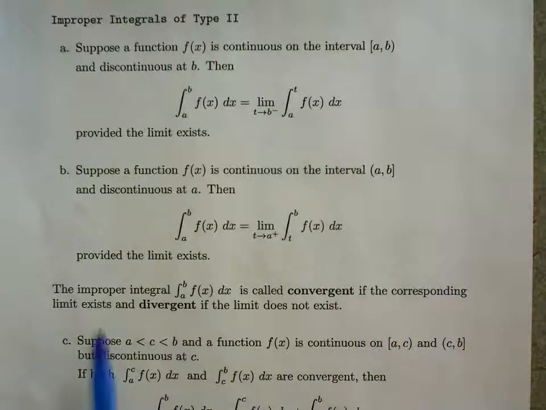Okay, so as we've seen, the improper integral of f of x dx from a to b is called convergent if the corresponding limit exists, and it's divergent if the limit does not exist.